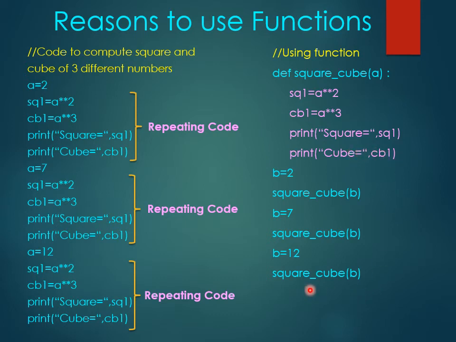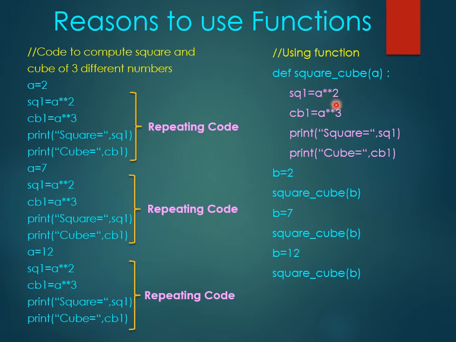Now we can compare both these codes, the code here without using a user defined function, and the code by using a user defined function. You can see the length of this program and the length of this program. Now suppose there is an error by mistake, a into 2, at three places. Suppose I make the mistake a into 2, so for all these three numbers, b equal to 2, b equal to 7, b equal to 12, instead of calculating square, it will calculate a multiplied by 2.